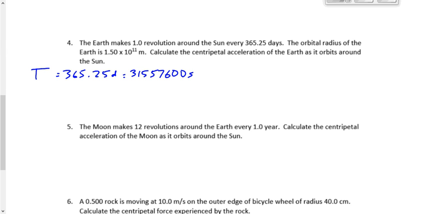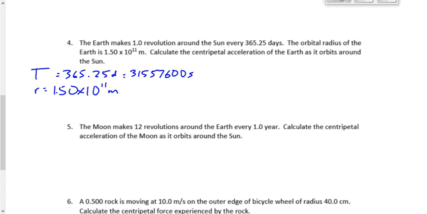But you think, like, in this class, about 5,000 seconds will go by in this class alone. Well, it doesn't take very long for the number of seconds to add up, right? So that seems like a reasonable number. The radius here is 1.50 times 10 to the 11.